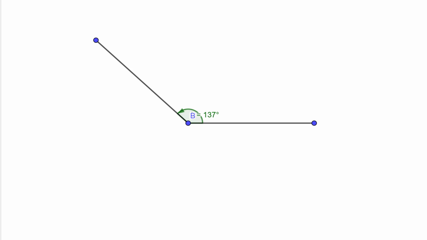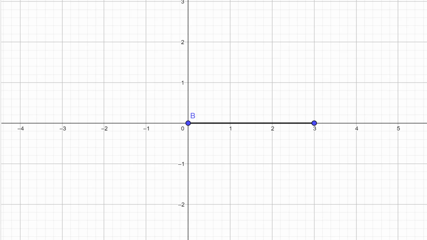A negative angle, however, rotates in the other direction. So a negative angle rotates in the clockwise direction, like a clock. So 12 o'clock, 1 o'clock, and so on. If I were to include the axes, then this would be the standard position with a negative angle. So as you can see, one of these rotates in the counterclockwise direction and the other one rotates in the clockwise direction.